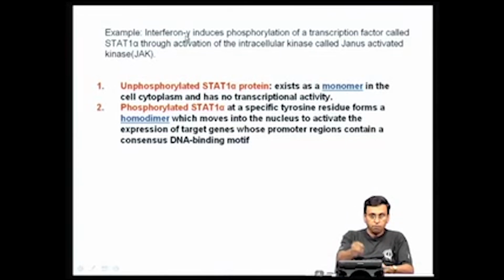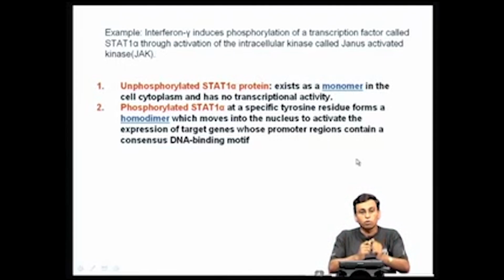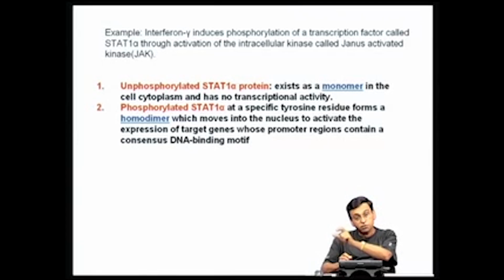Now, once the interferon binds to a cell surface receptor, it activates a protein kinase called Janus activated kinase or JAK kinase, and this JAK kinase now goes and phosphorylates the STAT protein, especially in the tyrosine residues. So, the JAK kinase is a tyrosine kinase. It phosphorylates specific tyrosine residues of the STAT1 protein, and this results in the formation of a homodimer. So, phosphorylation of the STAT1 protein results in the homodimerization of STAT1. Now, this homodimer goes into the nucleus, binds to specific response elements called interferon response elements, and activates various genes which manifest the interferon gamma response.